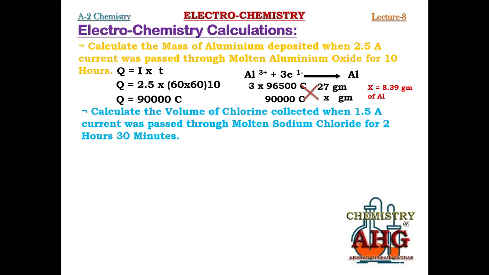Okay students, if you have attempted this question, now in this case again you will start with step 1, Q is equal to IT. Find the charge passed, it is 13,500 coulomb, but now in this case we want to collect the volume. We want to find the volume collected of chlorine. Since chlorine is a gas, we will have to use the unit of cubic decimeter or cubic centimeter.